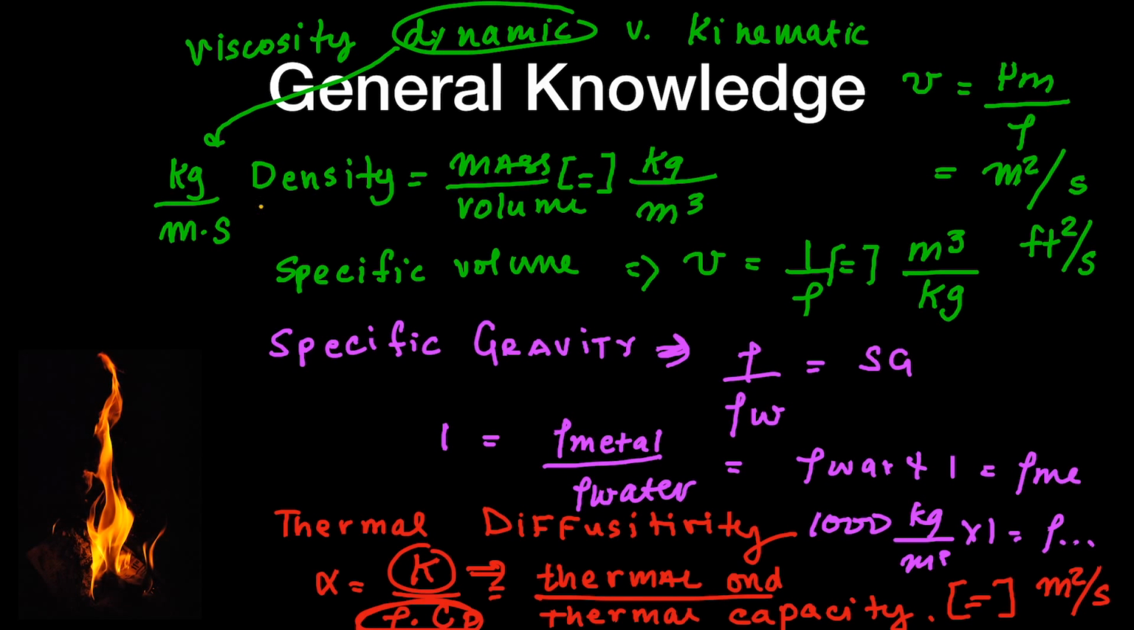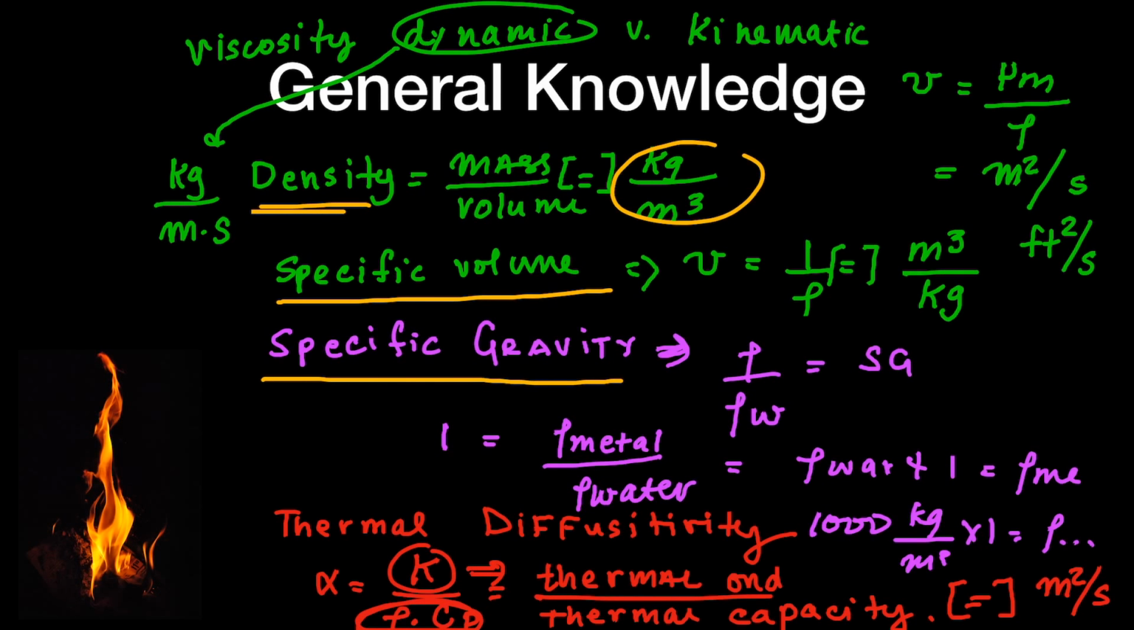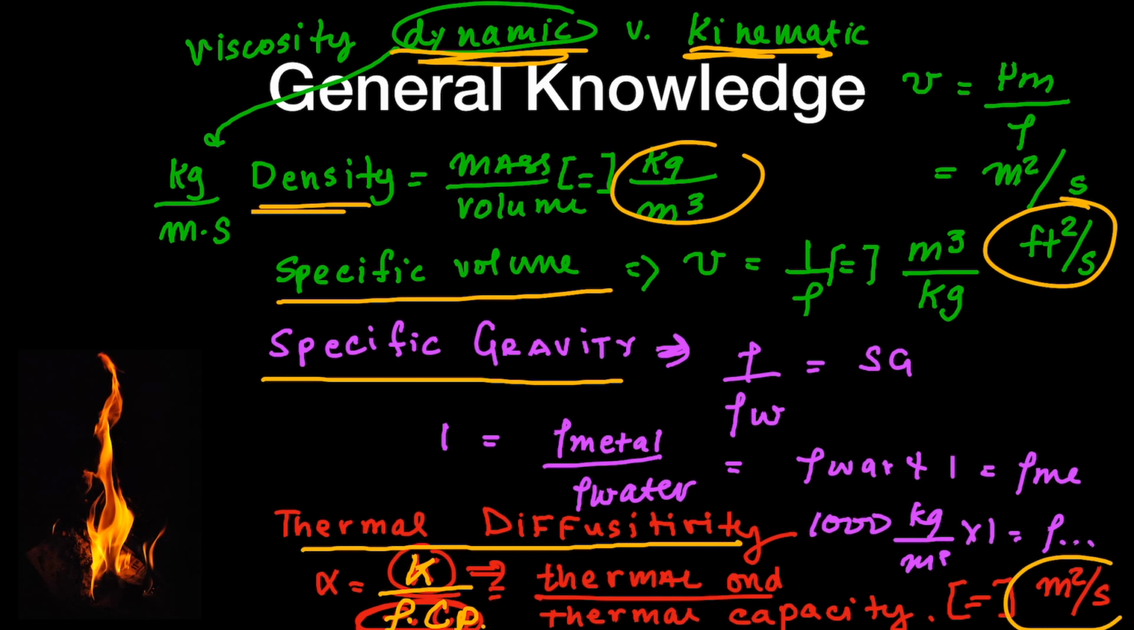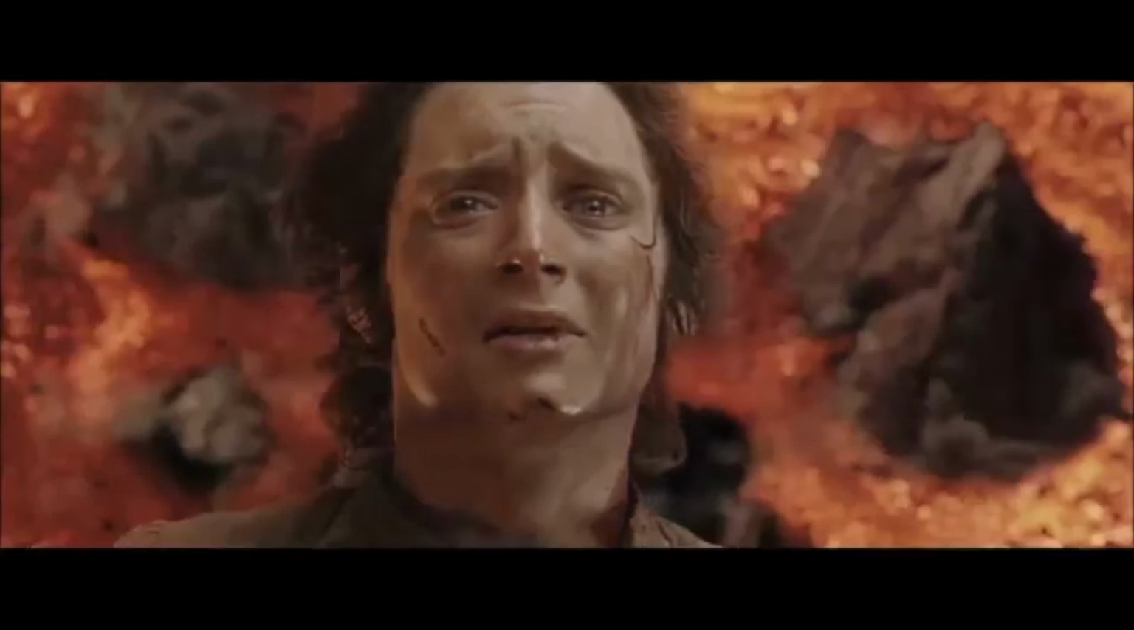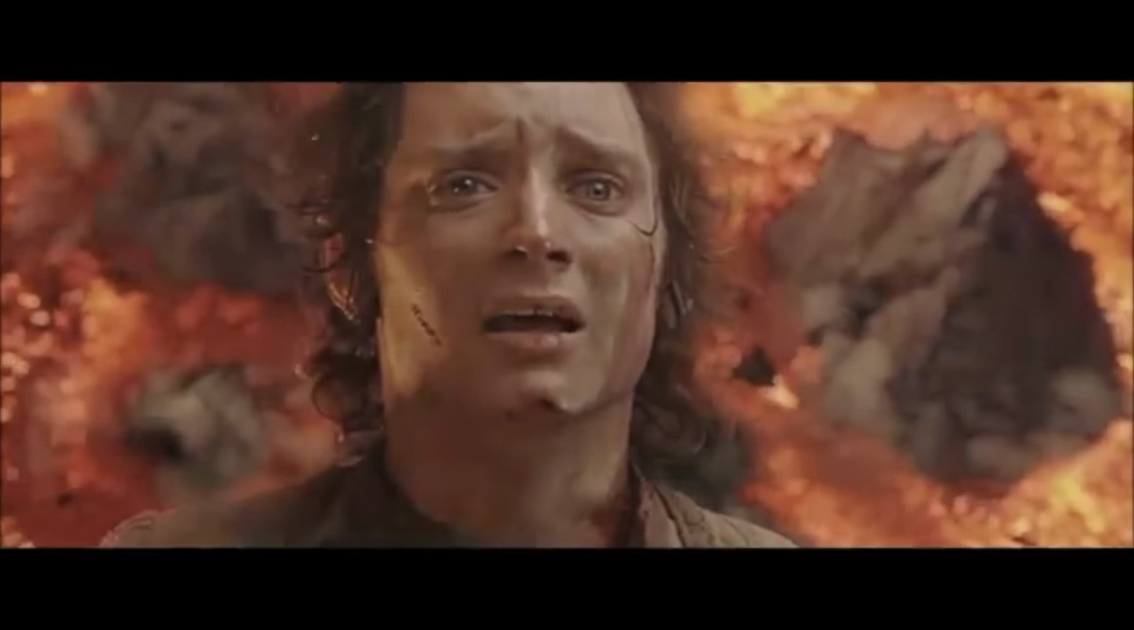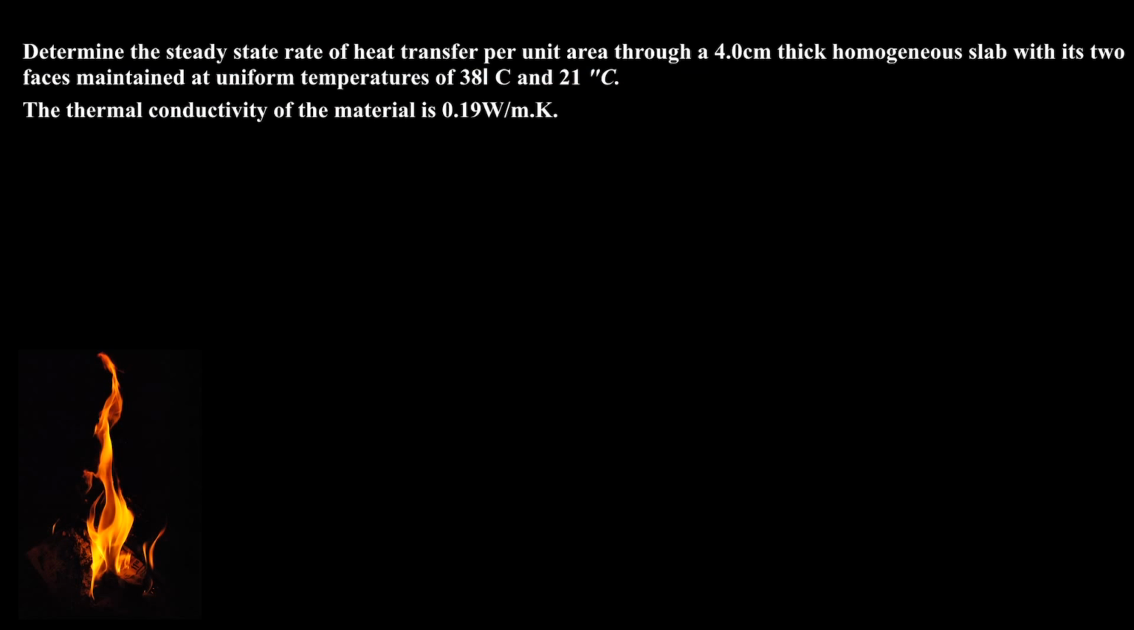That's it. So density is mass over volume, kilograms per meter cubed; specific volume is 1 over density; specific gravity is density over density of water; thermal diffusivity is K over density times Cp, which is basically thermal conductivity divided by thermal capacity; and know the difference between dynamic and kinematic viscosity. Remember that the units are the same for kinematic viscosity and thermal diffusivity, so you can recall and connect the dots together. It's done. Let's jump to some problems.